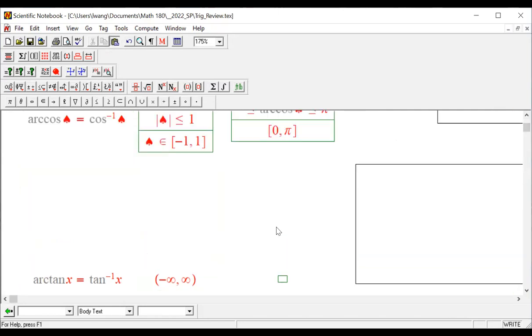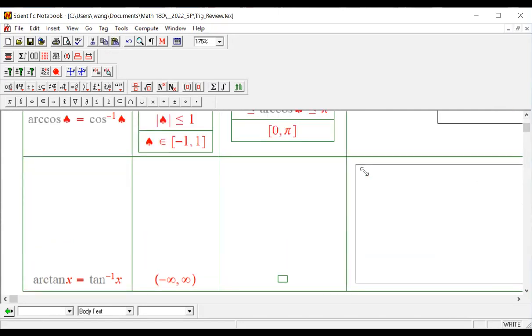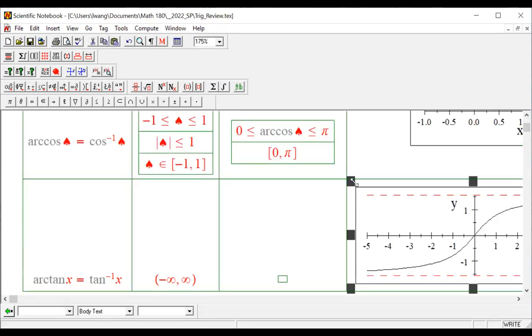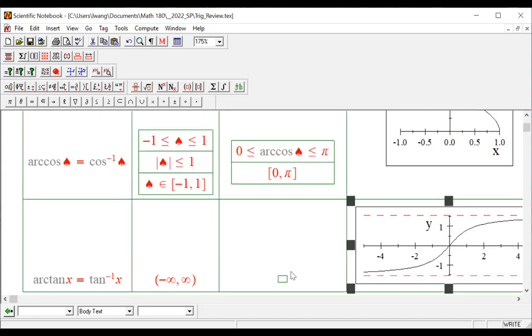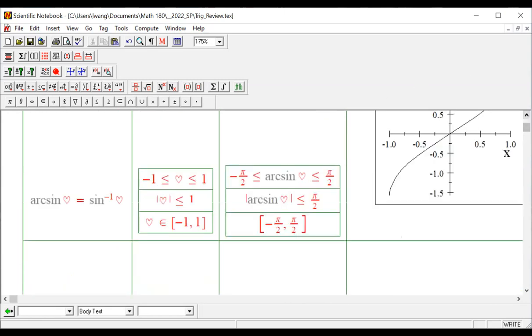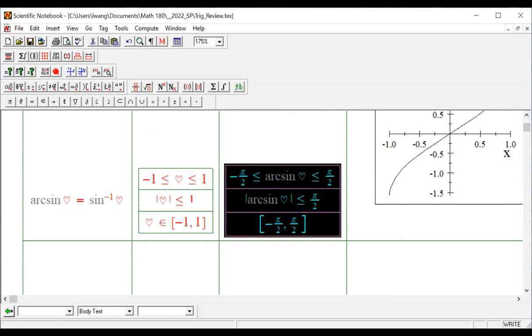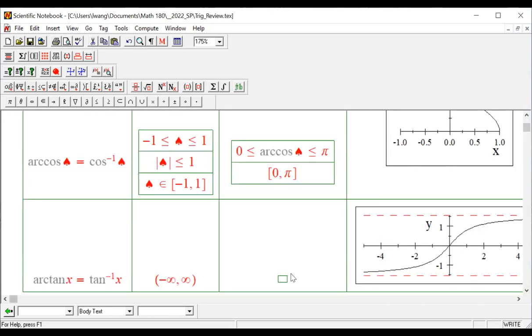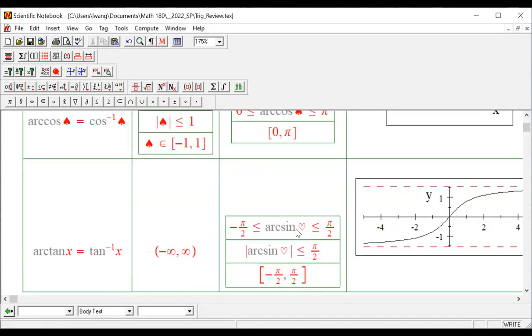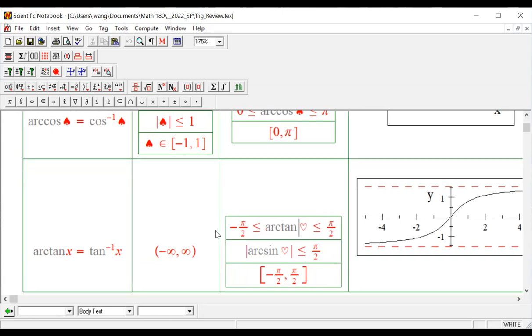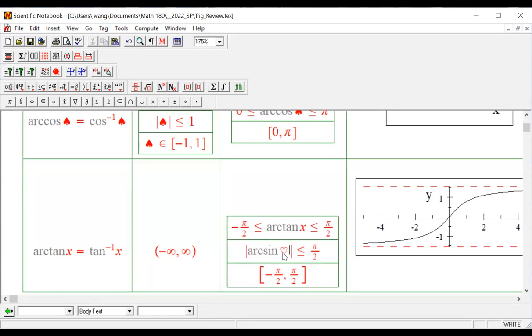This software doesn't produce arctangent, so I'm going to leave that for you, but I'm going to give you the domain and range. The domain and range is very similar to arc sine, but there are differences. So I'm going to show you the difference. So arctan, I'm going to use X just to be consistent.